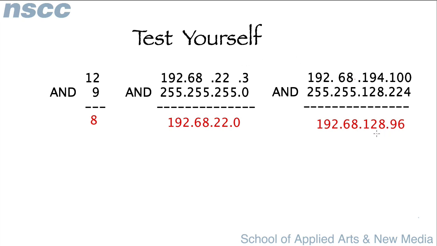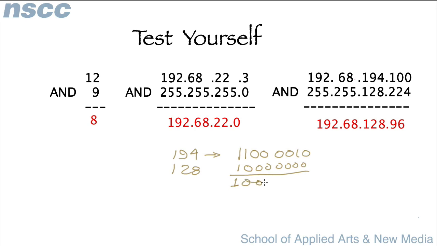So we'll show how to do this last one just in case you didn't get it. 194, the binary calculator is 11000010, and you're ANDing it with 128, which has a 1 followed by all zeros. So when you AND that together, you're going to get a 1 in the leftmost digit and all zeros, and that number is 128, which we have there.